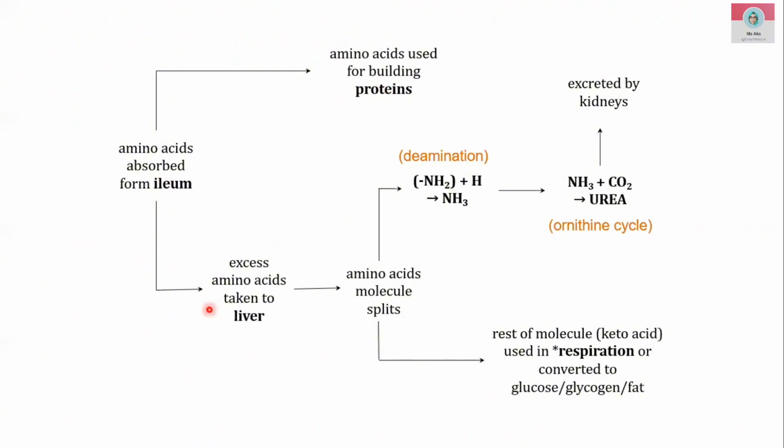Any excess amino acids are taken to the liver. That amino acid will then be split, where it will undergo deamination. Deamination essentially is the removal of the NH2 group and addition of hydrogen, which forms ammonia. Ammonia will then be combined with carbon dioxide to form urea. This is via the ornithine cycle, and urea will be transported to the kidneys through the blood plasma to be excreted as part of our urine.